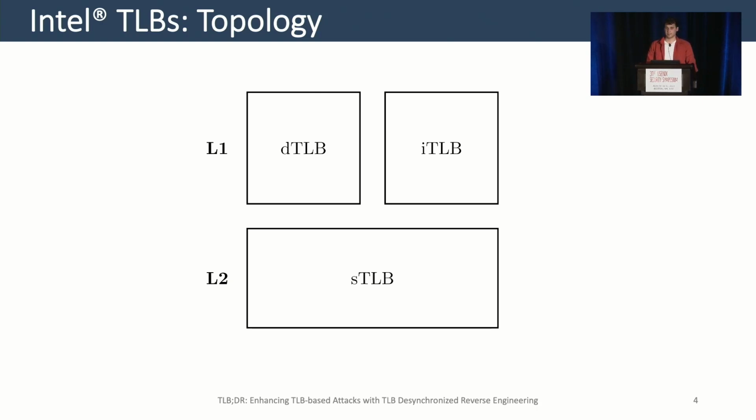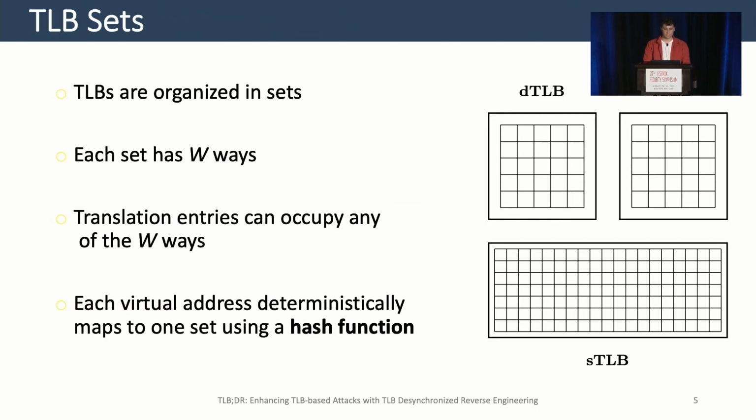So on Intel, the TLB has the following topology. We have a dedicated DTLB for data loads and an ITLB for instruction fetches. Only if there's no translation available in the level 1 TLB will the CPU consult the level 2 STLB, which is unified between data loads and instruction fetches. When there's no translation available in the STLB, then a page walk will be necessary. TLBs are typically set associative structures, so that a virtual address deterministically maps to one of those sets, and within a set, there are a number of ways, and a translation can occupy any of those ways.